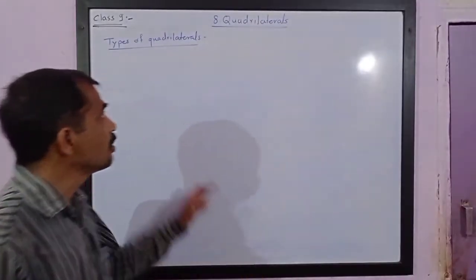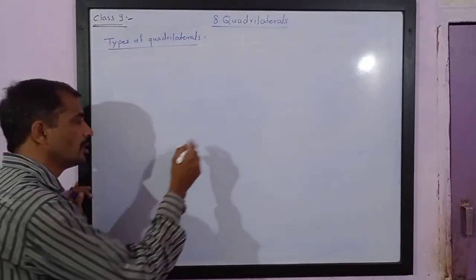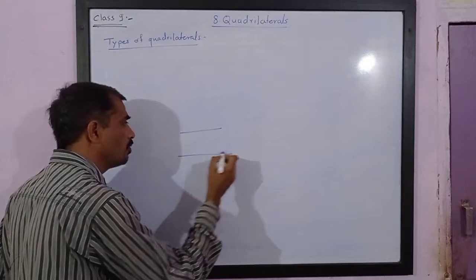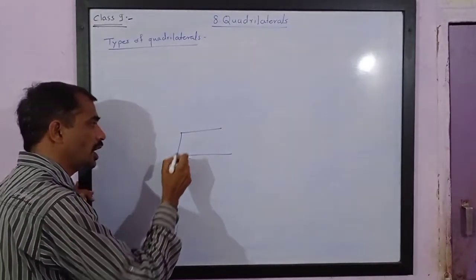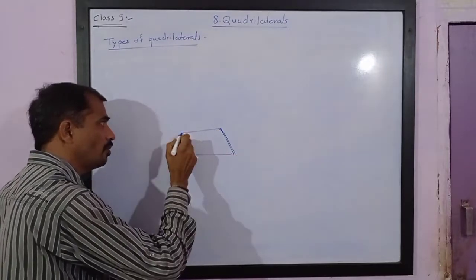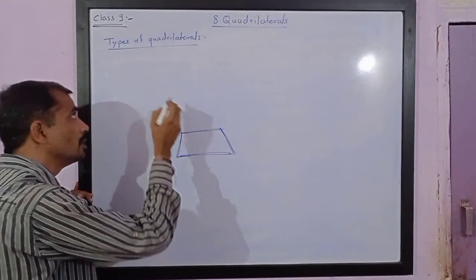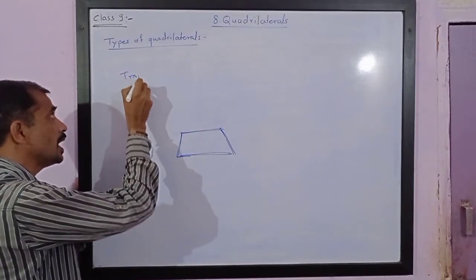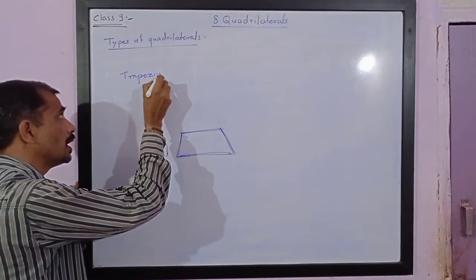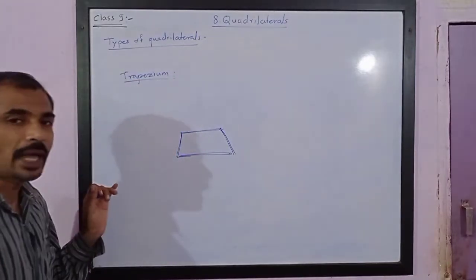Dear friends, the next point is types of quadrilaterals. Now try to understand. If one pair of sides of the quadrilateral is parallel, then we call it a trapezium. So a trapezium is that quadrilateral which has one pair of sides parallel.